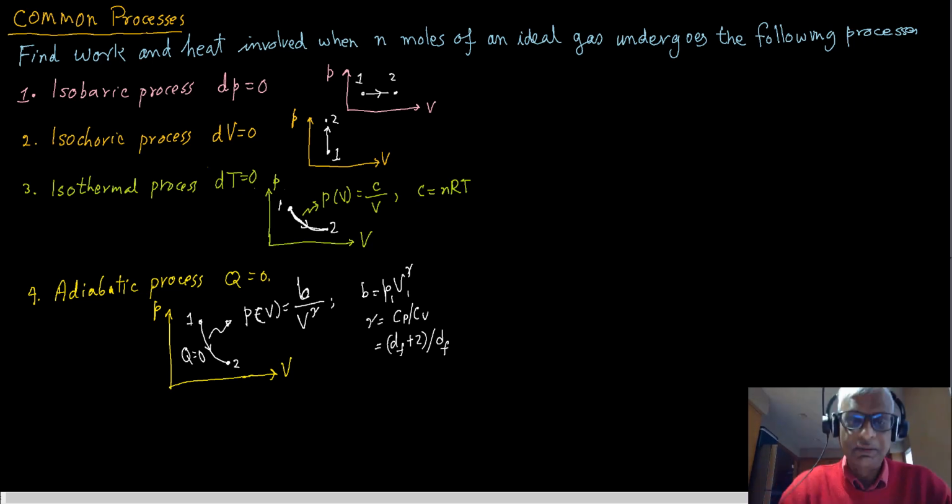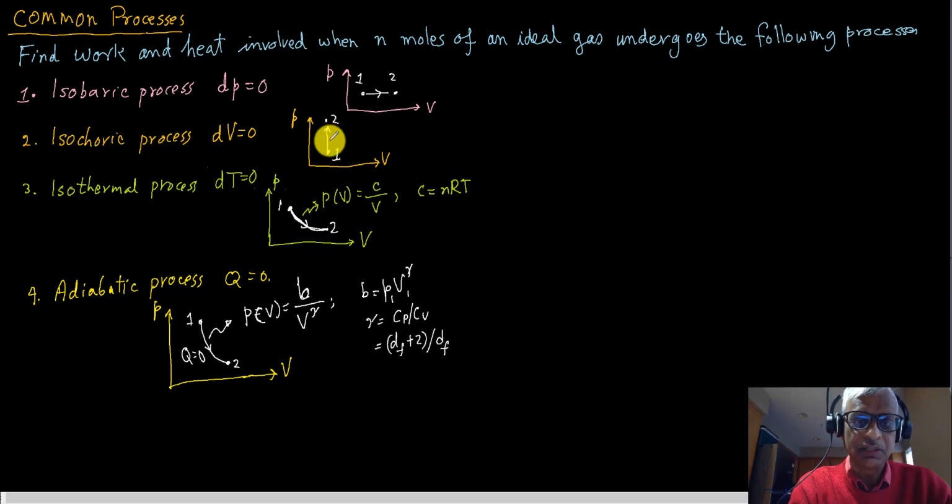Hey everyone, today we're covering some work and heat concepts for common processes. There are four common processes that are used quite frequently. One is called the isobaric process, in which dP is 0. So if you go from point 1 to point 2, the pressure change will be 0.